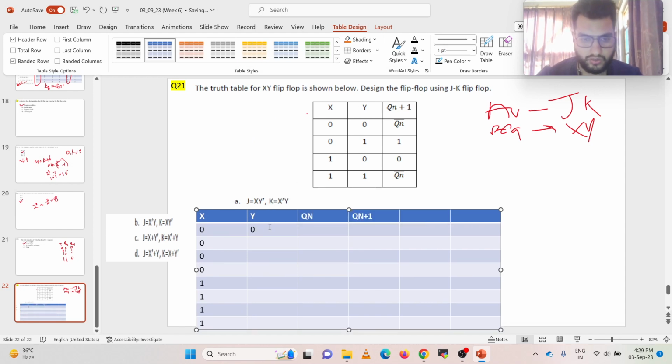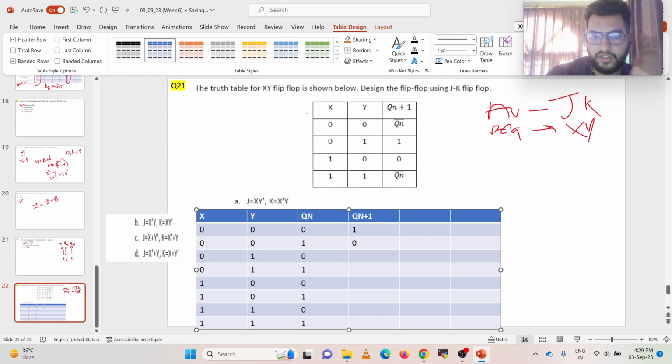Then Y is 0, 1, 0, 1, 0, 1, 0, 1. Qn is then 0, 1, 0, 1, 0, 1. So how will we write the characteristic table of this? By taking help from the truth table that is given below. So Qn, x is equal to 0, y equal to 0, Qn plus 1 as per the truth table is Qn bar. So it's 0, so it will be 1, it's 1, it will be 0, right?